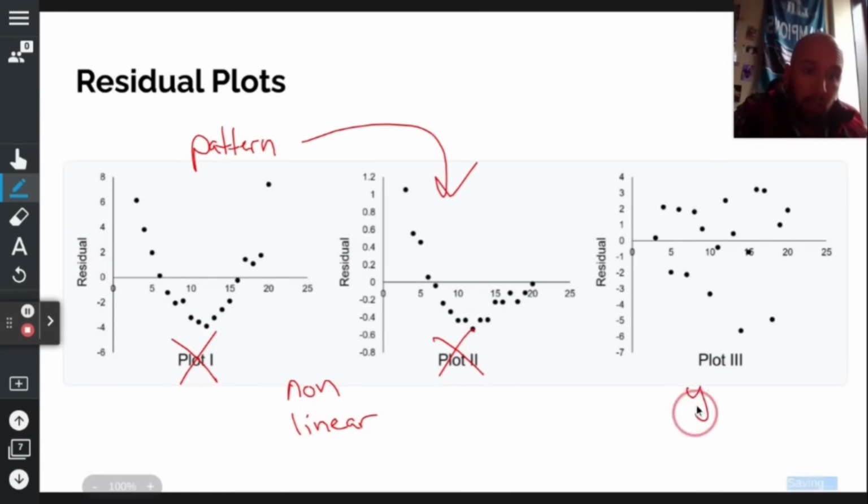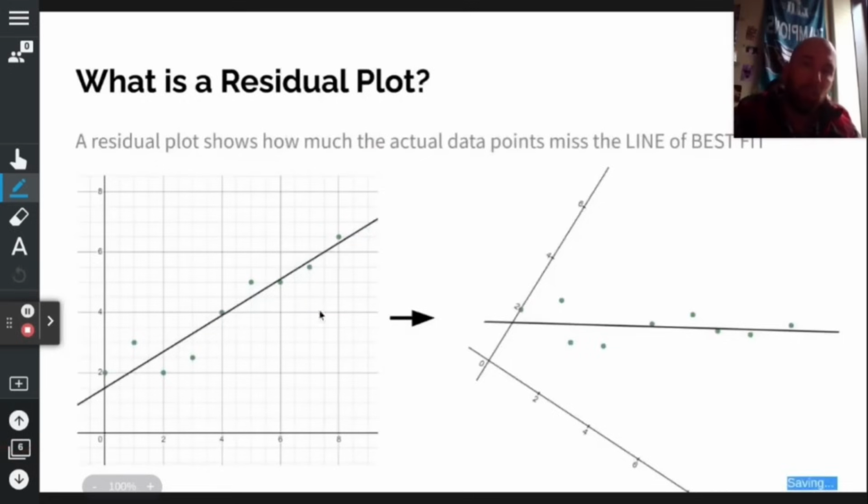This is linear. The reason why this is linear is if you were to pretend that this is a line of best fit, these dots are all over the place, which means the linear equation seems to fit the data. Residual plots are very strange, but what you need to understand is if there's an obvious pattern, you would say that these do not fit a linear model. If the pattern is all over the place, like you saw here, you would say that it does fit a linear pattern.